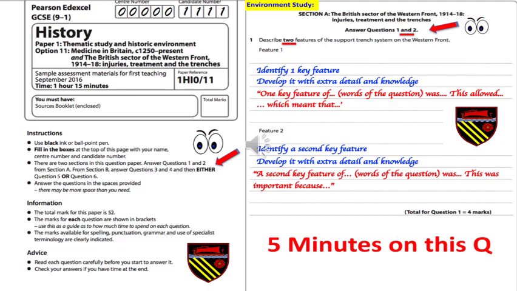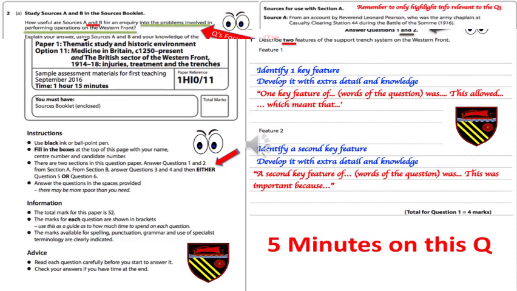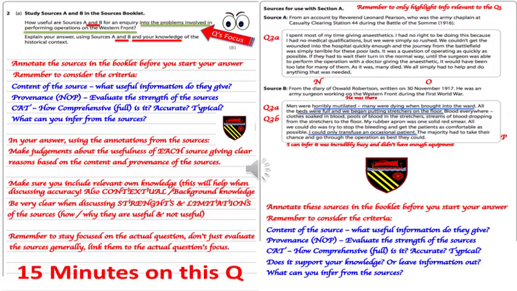Okay, things like that. Make sure you're using that language. It doesn't have to be a long answer, but don't spend any more than 5 minutes on this. You can do it in 2 good sentences. Okay? Second question, this is where you need your sources, so you'll see on the right hand side of the page that I've got the sources from the source booklet.